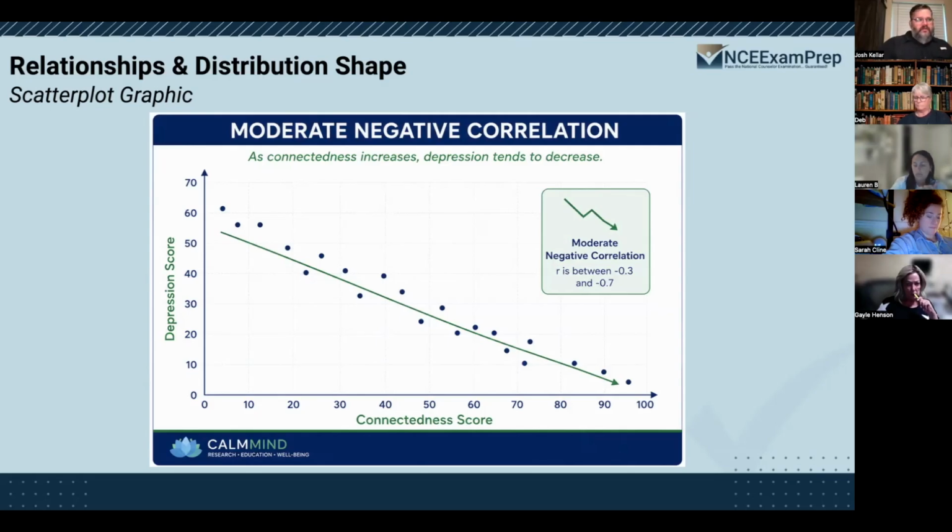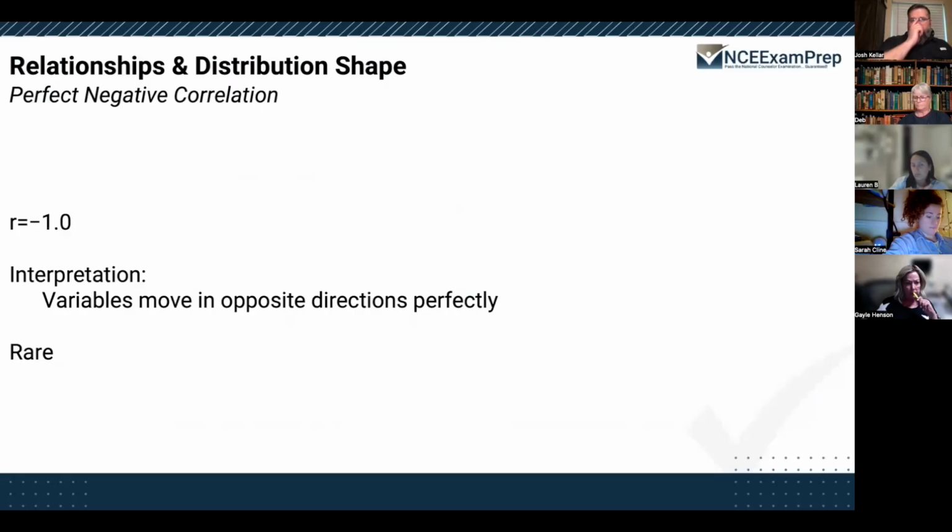Okay, thanks. So just like there's a perfect positive correlation, there's also a perfect negative correlation. And a perfect negative correlation is our R equal to -1. Those variables are moving in opposite directions perfectly with a lot of predictability. Again, this is very rare. We're not really going to see this in counseling research. There may be other types of studies where it happens more frequently.